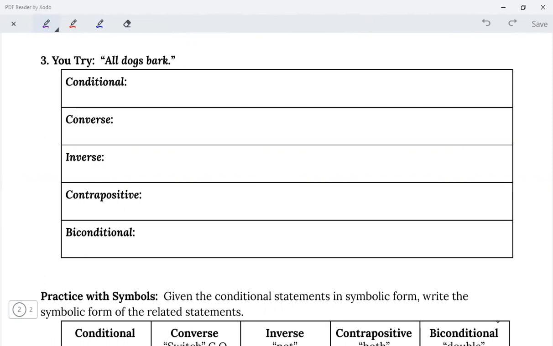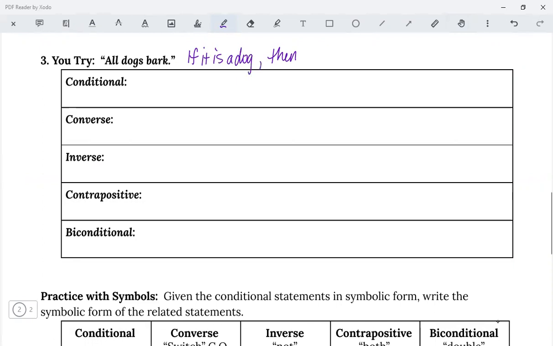So let's do that. So if I change this into an if-then statement, well, what are our two ideas? We have dogs, they bark. So if it is a dog, then it barks. All right, so go ahead. That is our conditional statement. So we can actually take that and write that in the conditional spot. So if it is a dog, then it barks. And go ahead and pause the video, and I want you to try out writing the conditional statements related to that.